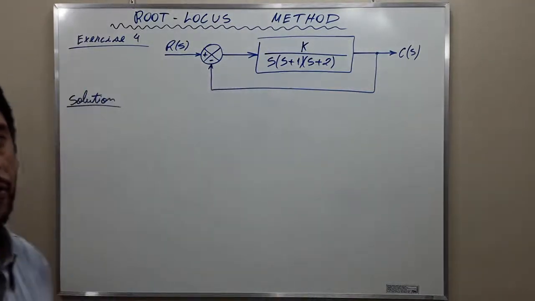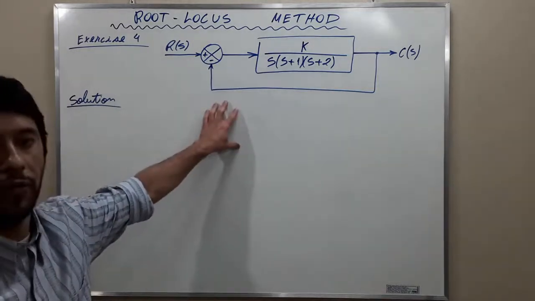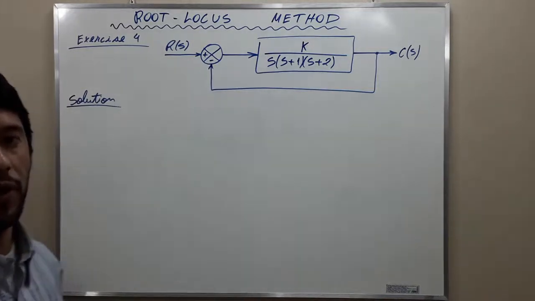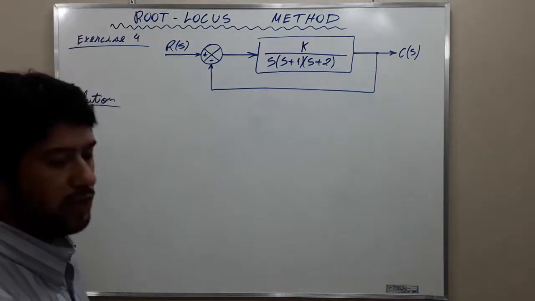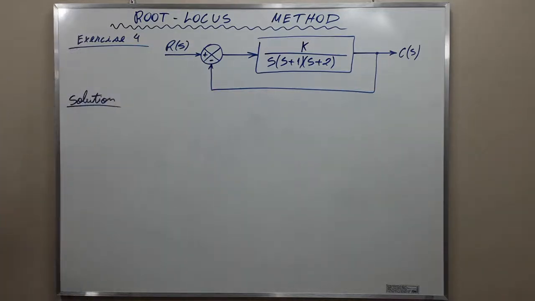Exercise 4 wants us to draw the root locus plot of the system represented by this block diagram, and also exercise 4 wants us to determine the value of k such that the damping ratio zeta is 0.5 for a pair of dominant complex conjugate closed loop poles. Okay, my friends, this is the question. Let's solve it. Let's go to the solution.